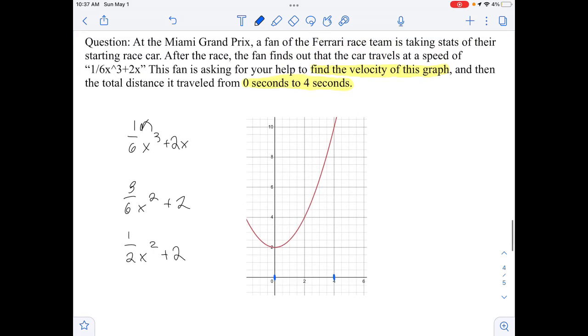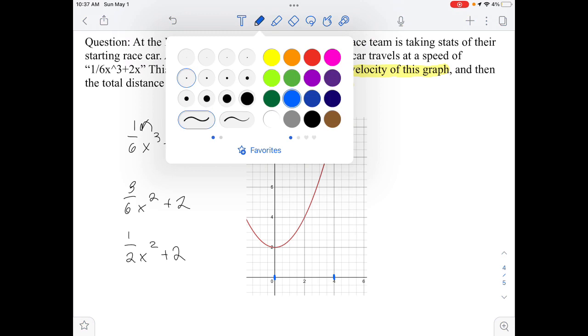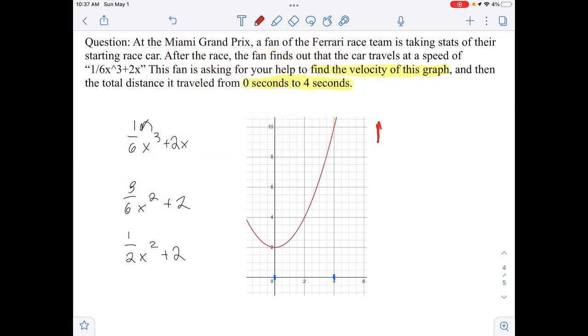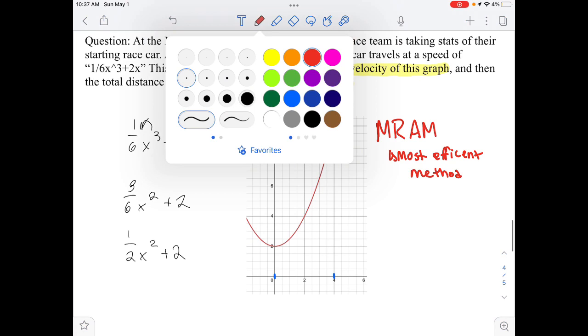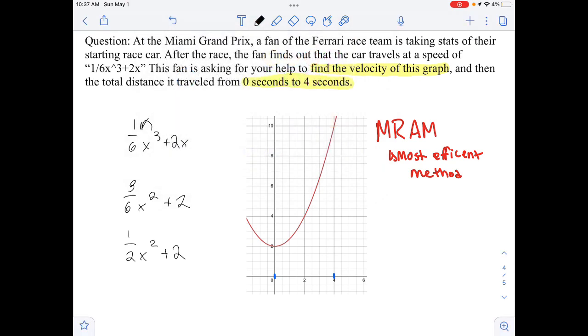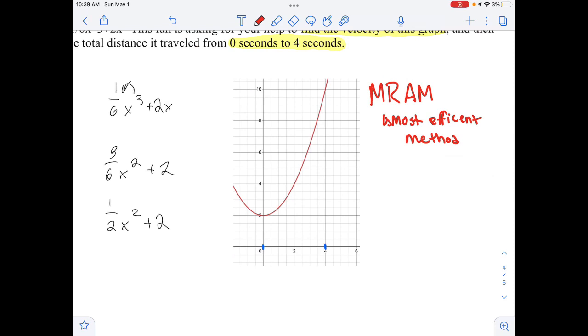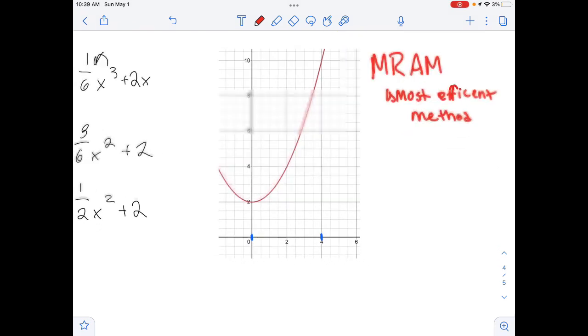And since we're using statistics, we know that MRAM is the most efficient method. So for this problem, I think it is most reasonable that we use MRAM to find the area under the curve. Now it is time to truly dive into this problem.